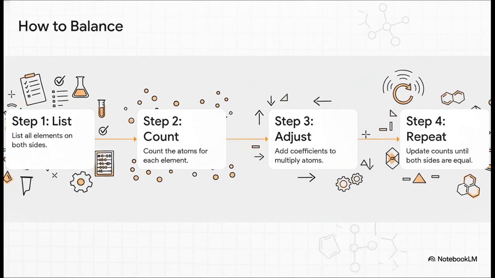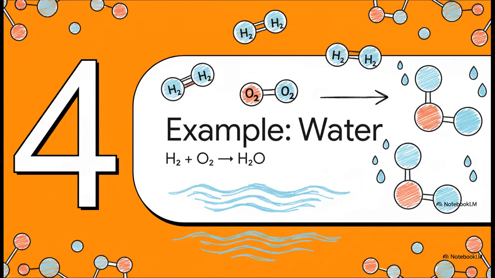Now, if you follow this system every single time, balancing stops being this big, scary guessing game, and it just turns into a simple counting exercise. That's it. You just list your elements, count them up, use the big numbers to adjust, and repeat until both sides match. Okay, theory is great, but let's actually walk through this together with a classic example, making water. This is going to make all those steps crystal clear.